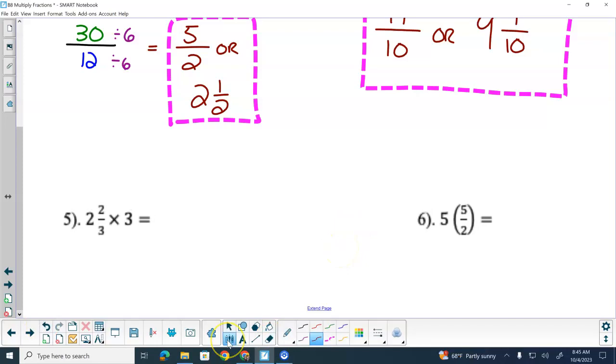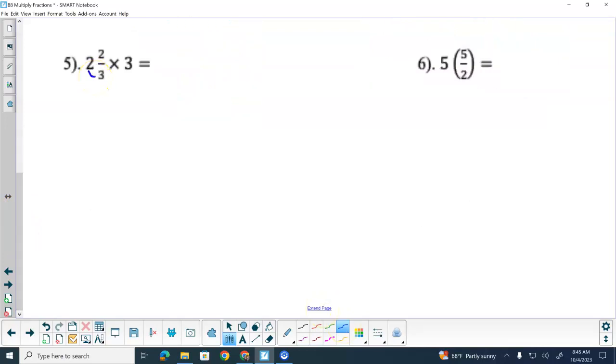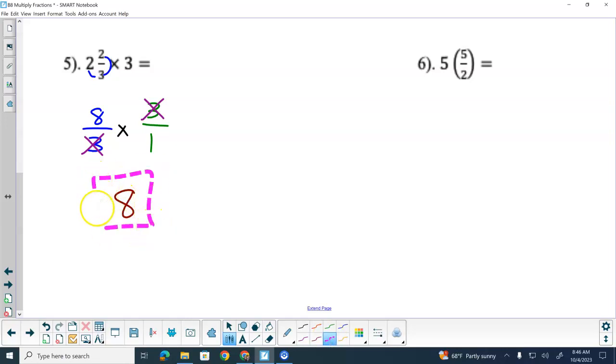All right. First thing we've got to do in this one is change 2 and 2/3. 2 times 3 is 6, plus 2 is 8, over 3. Then I'm going to change 3 to be 3 over 1. Now I see there's a 3 on top and a 3 on the bottom, so those cross each other out. Left with 8 times 1 over 1 times 1, which is just 8. How many people, thumbs up, got 8 for that one? And the other way, you have 24 over 3, which is still 8.